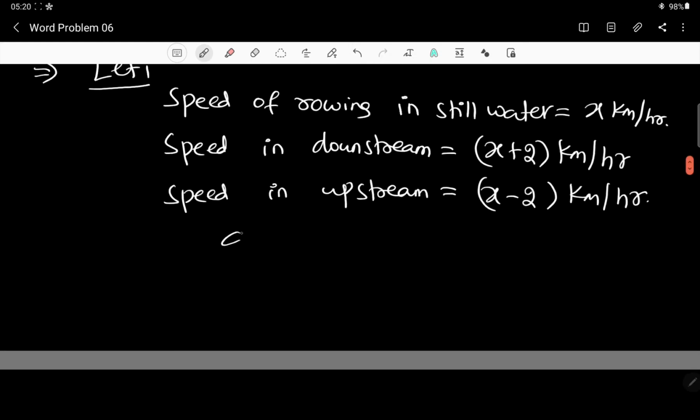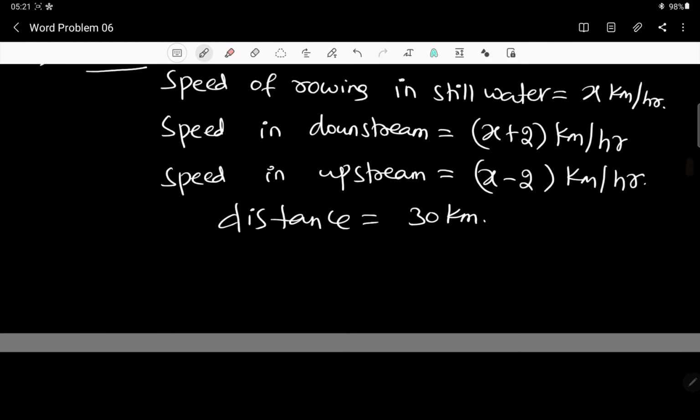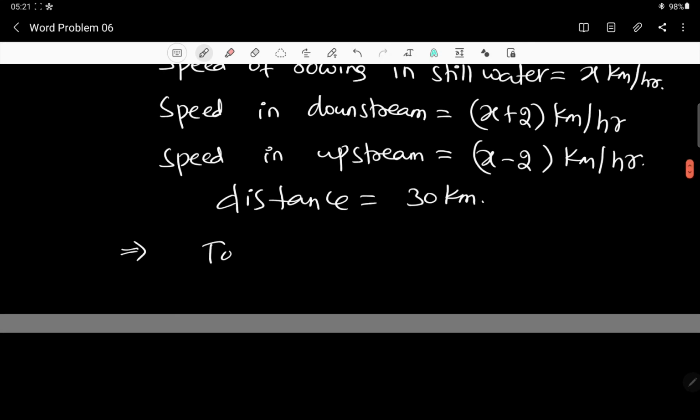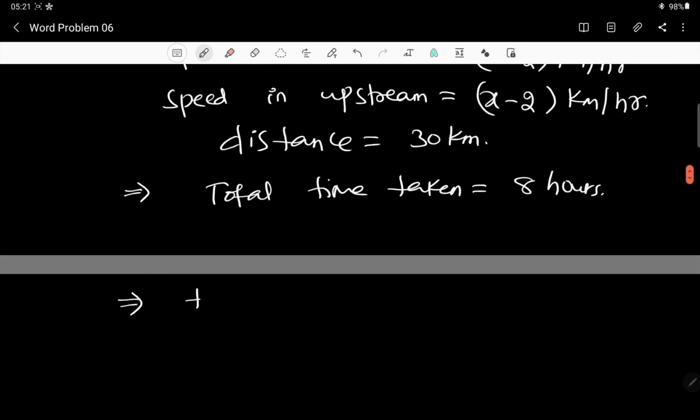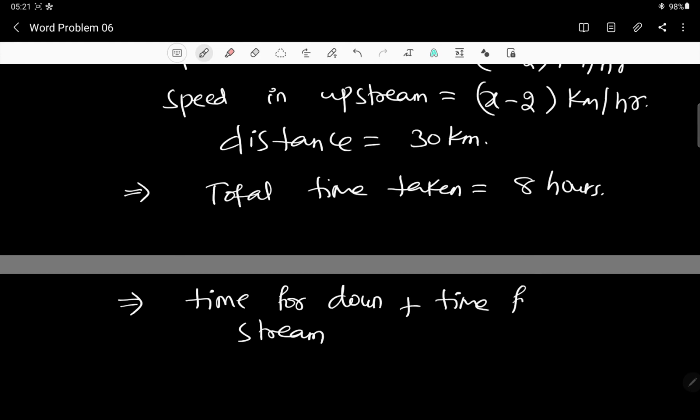Now in upstream and downstream, both the distances are 30 kilometers, right? 30 kilometers in downstream and 30 kilometers in upstream. So total time taken is 8 hours. We can write like this: time for downstream plus time taken for upstream. Together, if you calculate, that is going to be 8 hours.